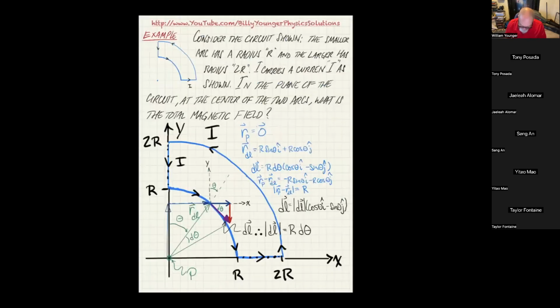When we're doing an arc, the dl vector is always going to be perpendicular to the rp minus rdl vector, as long as, again, you're doing it to the center of the arc. So you should be able to always compute that, just making sure you use the right r and the right theta. Now, let's look for a second at the piece along the x-axis, and I'm going to call this piece, that one was 1. This piece is 2. This piece will be 3, and this piece will be 4.